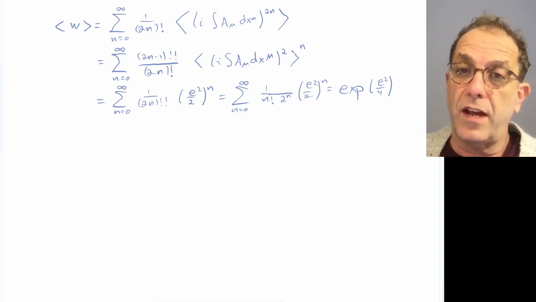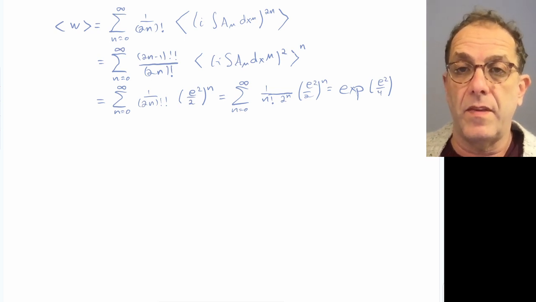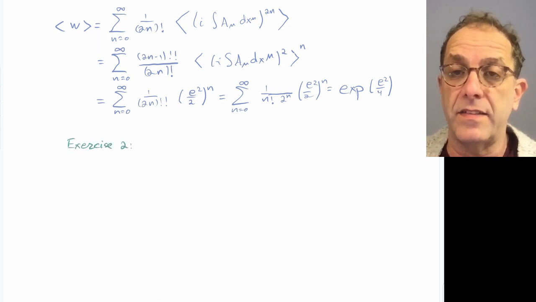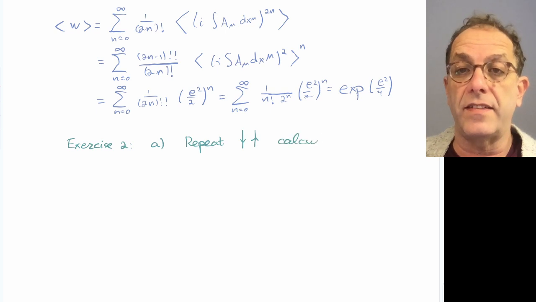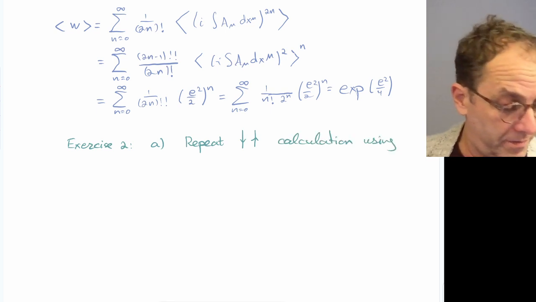It's now a good time to pause and do the second exercise, which again has two pieces. The first one is to redo the calculation of the parallel lines, but now using propagators. In this case, you can actually do it exactly even for finite t and finite L. So try that.